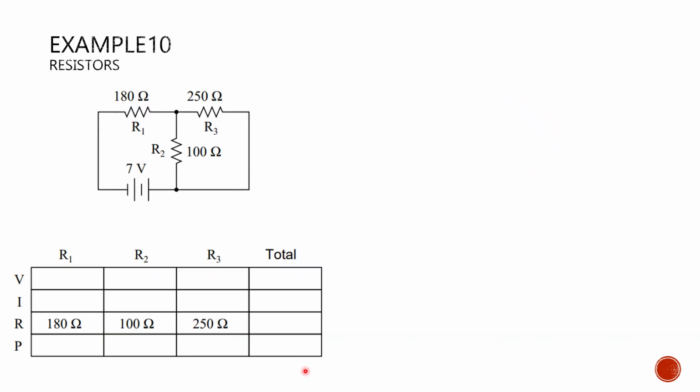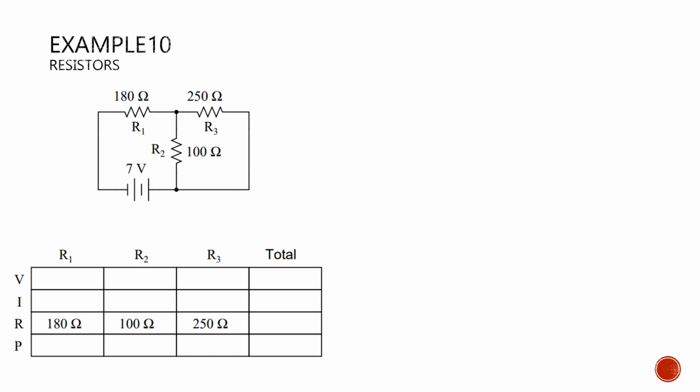We have here another example. This time it's a combination of series and parallel connections. So we're going to fill in the table, okay? And then we need to draw other diagrams to help us in solving for these missing values.